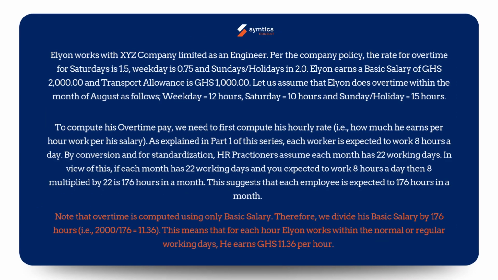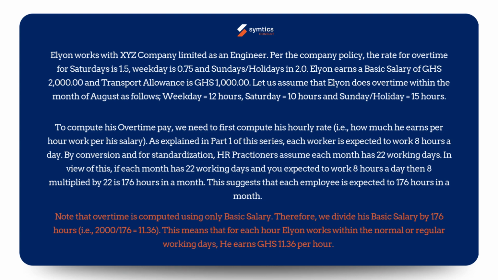Elion works with XYZ Company Limited as an engineer. Per the company policy, the rate for overtime for Saturdays is 1.5, weekday is 0.75, and Sundays and holidays is 2.0. Elion earns a basic salary of 2,000 Ghanaian cedis and a transport allowance of 1,000 Ghanaian cedis. Let us assume that Elion does overtime within the month of August as follows: weekday equals 12 hours, Saturday equals 10 hours, and Sunday and holiday equals 15 hours.